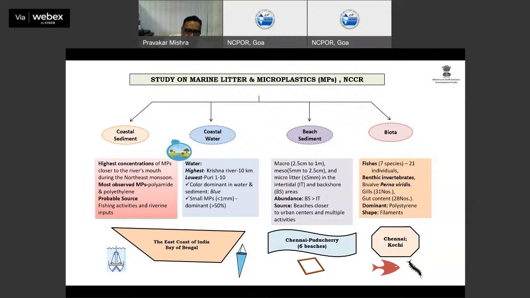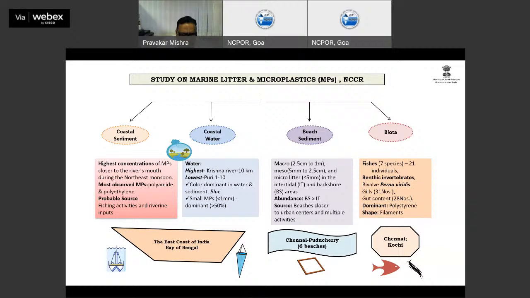So this information, the color of the microplastics, is also important, because the biota, the fish and other animals, based on the color, can by mistake ingest it as food, and ultimately it can go into their body system.